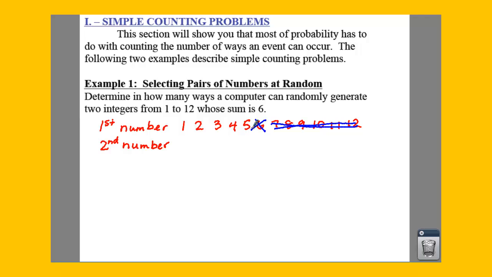So in order to figure out how we could find a sum of 6 for your second number: if your first number is a 1, then you would have a 5 to find a total of 6. 1 plus 5 gives you a 6. If your first number is a 2, then to get a total of 6, you'd have a 4 for your second card. If you have a 3, then your second card must be a 3. If you have a 4, then your second card must be a 2. And if you have a 5, your second card must be a 1.